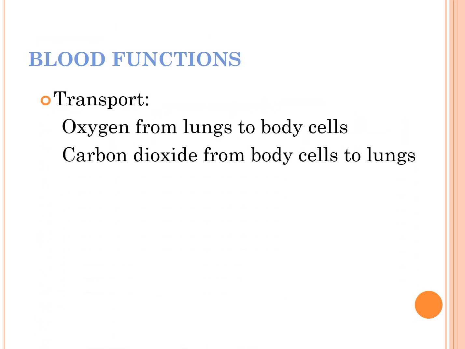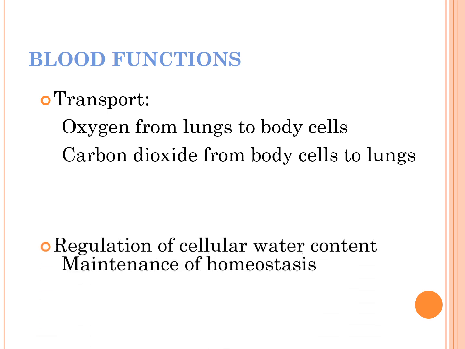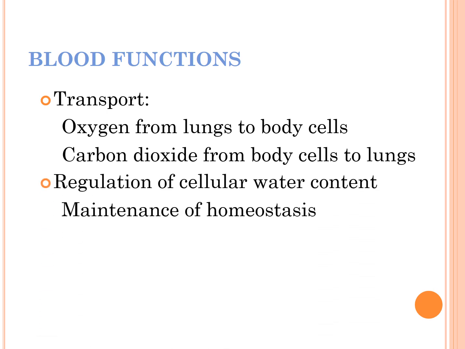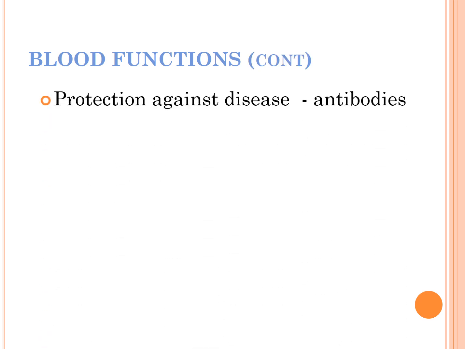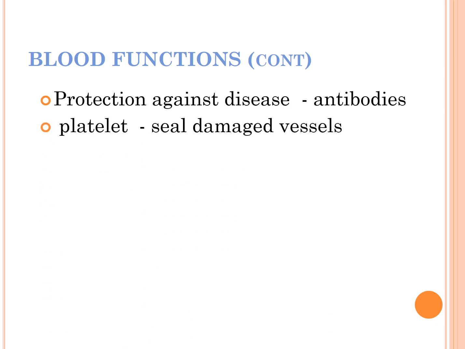The function of blood is to transport oxygen from the lungs to your body cells and to return carbon dioxide from your body cells to your lungs. Blood also helps to regulate water content of your body. This is very important for water balance homeostasis. Blood helps to protect the body against diseases by the presence of antibodies. Platelets found in blood help to seal damaged blood vessels.